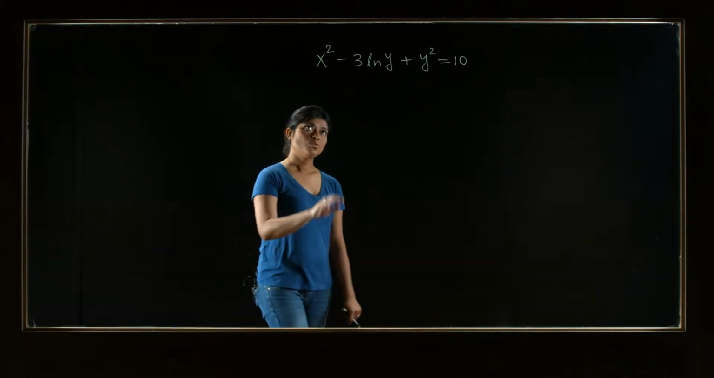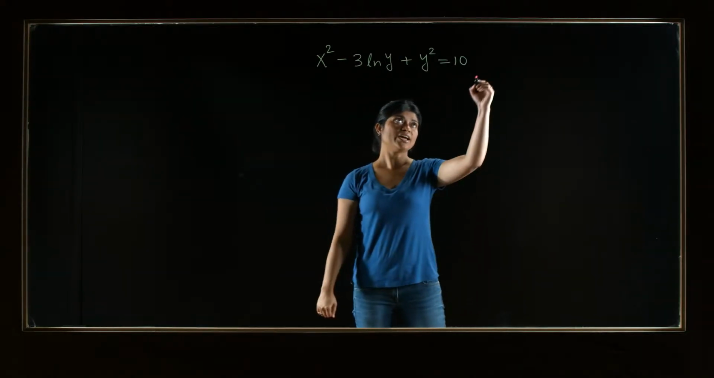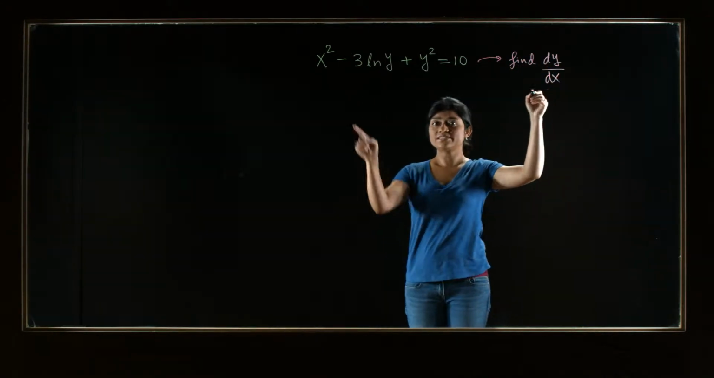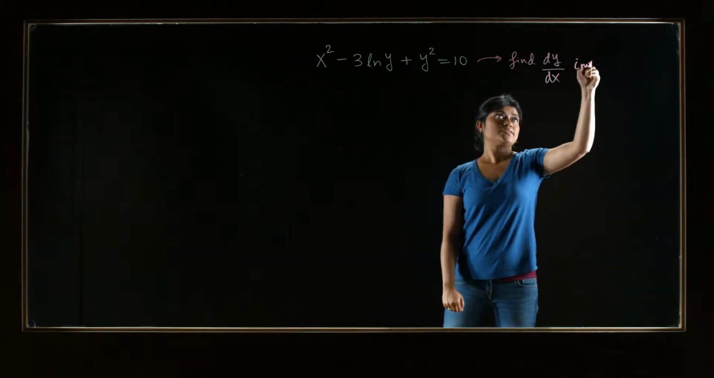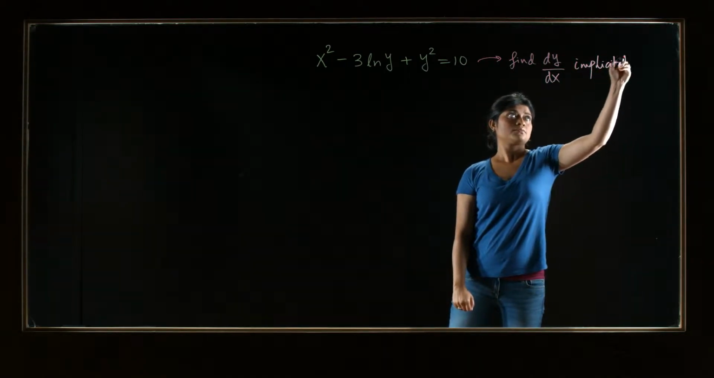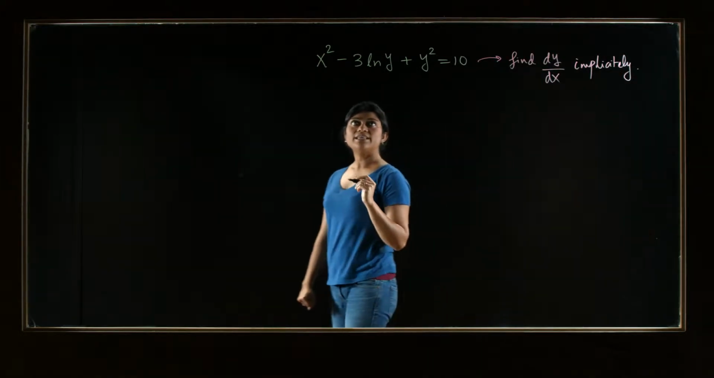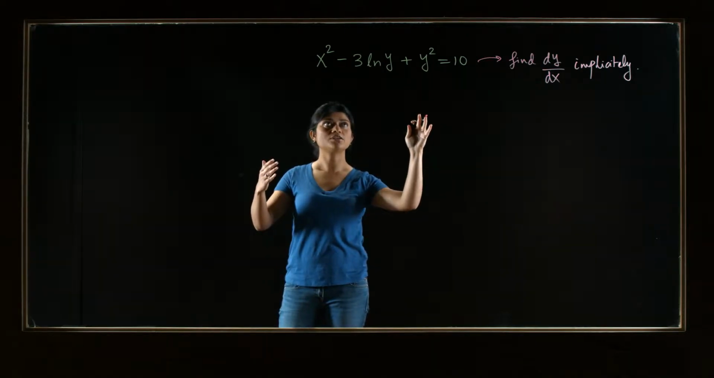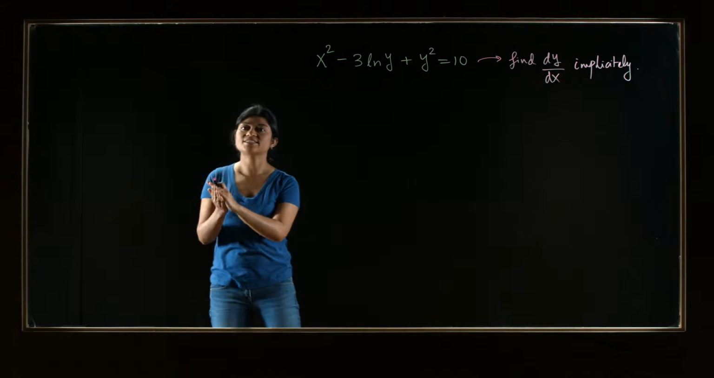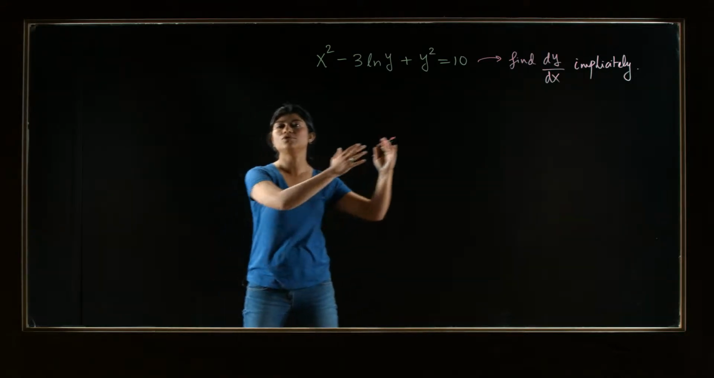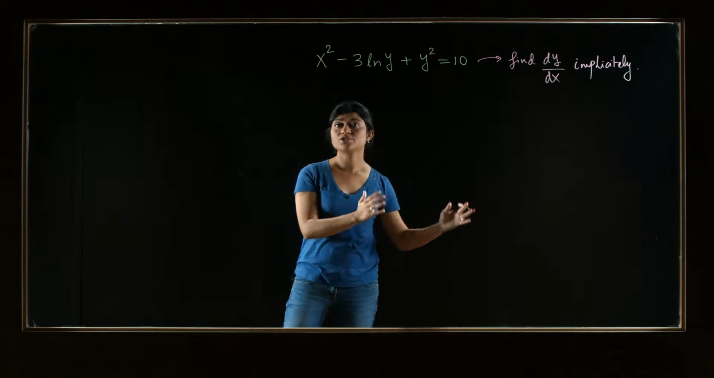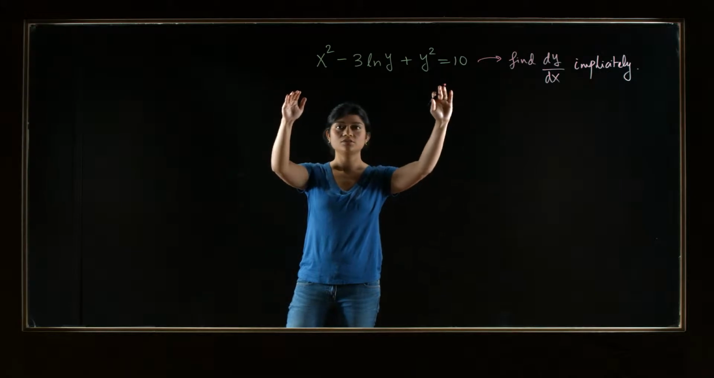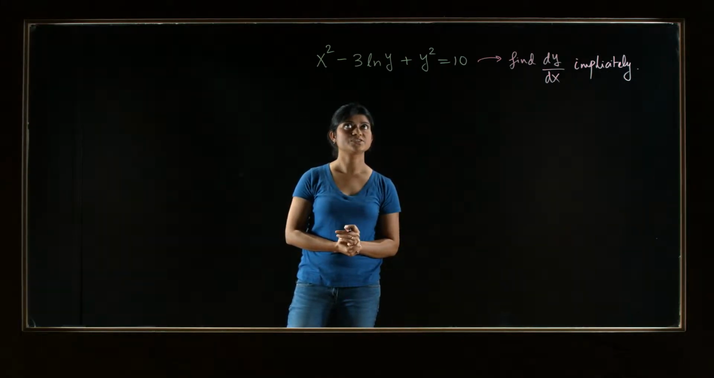In this problem, we have an equation and we have to find dy dx from this equation implicitly. So note that first of all, this is an implicit equation because it is not written as a function in an explicit form. It's not written as y equals something in terms of just x so that you can just evaluate dy dx directly. This is an implicit equation and we have to evaluate dy dx from this equation.